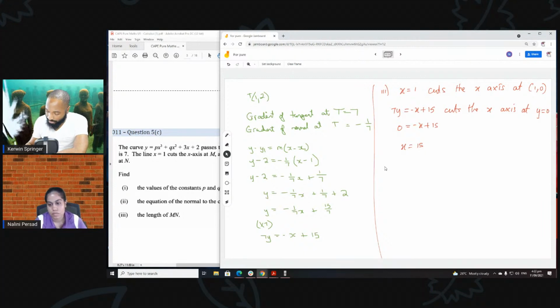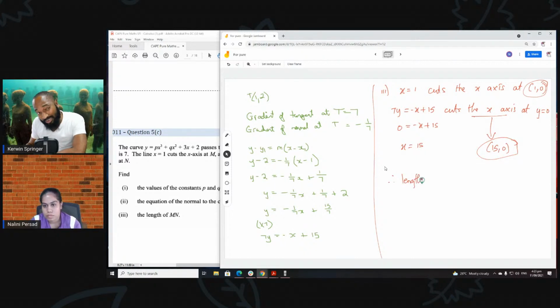So we have the 2 points. It cuts the x-axis at the point 15, 0. We have the point 1, 0. We have the point 15, 0. And therefore, the length of the line. Now, you can use the equation for the length of the line, but tell me why you think that would be an overkill in this case. What they ask for is the length of MN. Think about it.